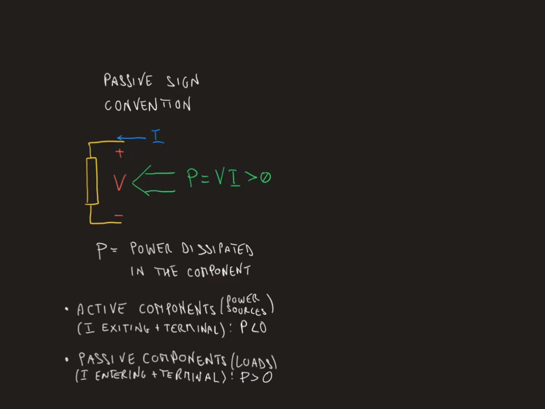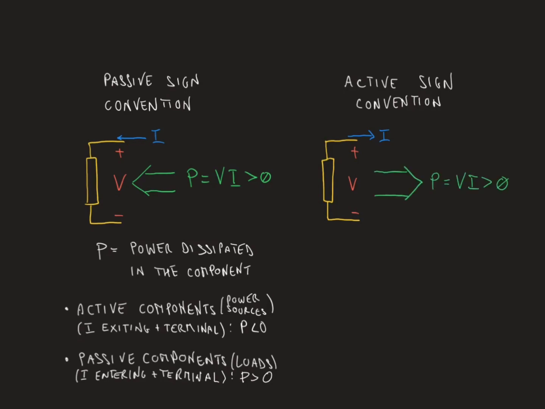Another possible choice is that of adopting the active sign convention. In the case of the active sign convention, the current variable is defined as positive if it exits the component through the terminal at the higher potential. In this case, the current flows from the negative to the positive terminal of the component. So work is being done on the current and power flows out of the component.